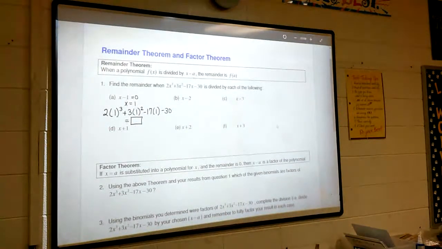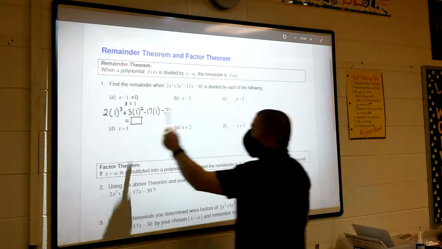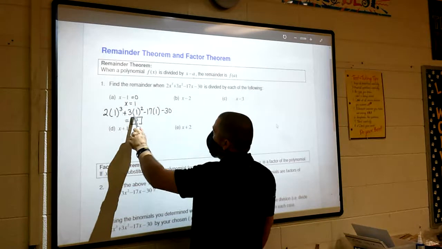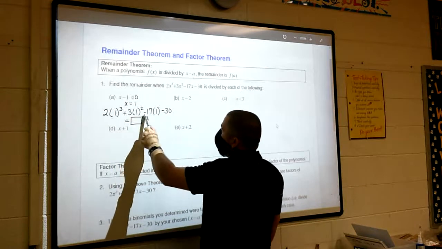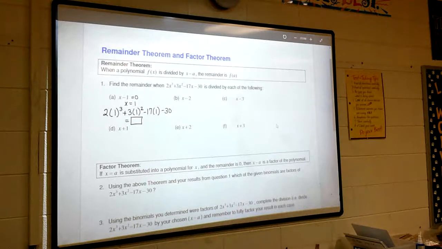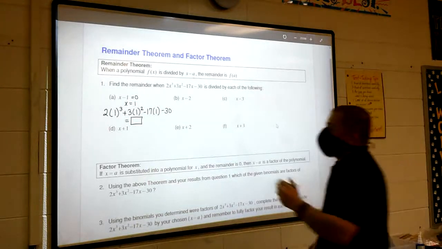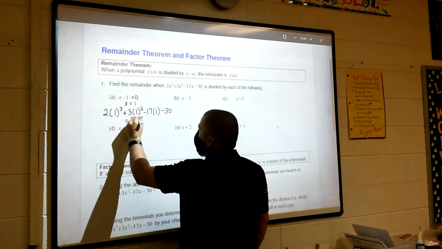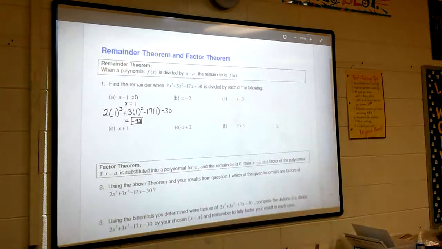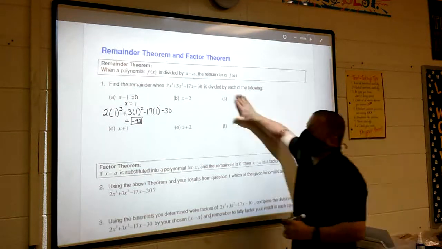And so you get 2 times 1 to the third, that's 2, plus 3 times 1 squared, that's 3. So 2 plus 3 is 5. Minus 17 times 1, so that's negative 12. And then minus 30. So that's actually negative 42 is our answer there. So that's not going to be a factor. For it to be a factor, we want it to equal 0 when we plug it in, okay? So you're going to do that for all 6 of these.